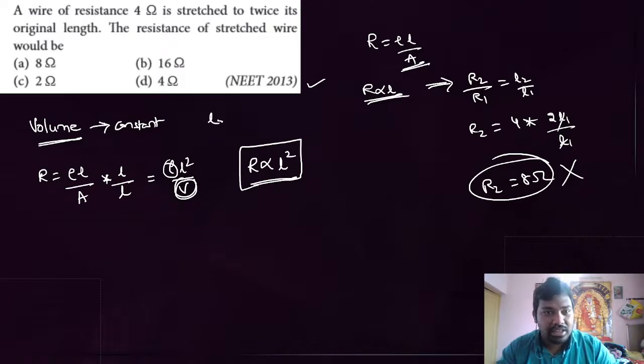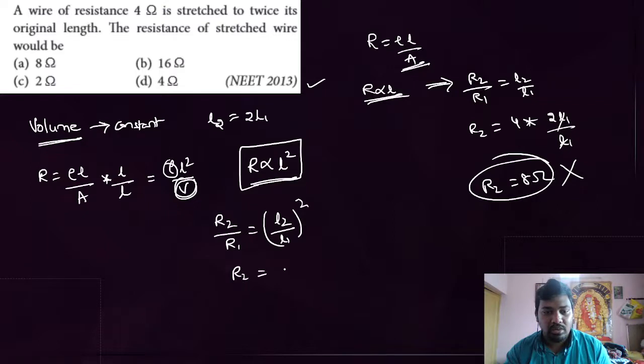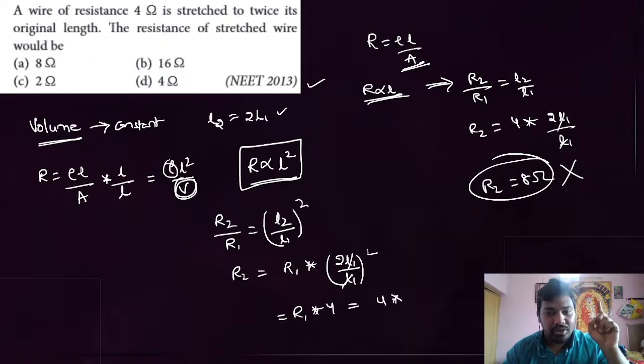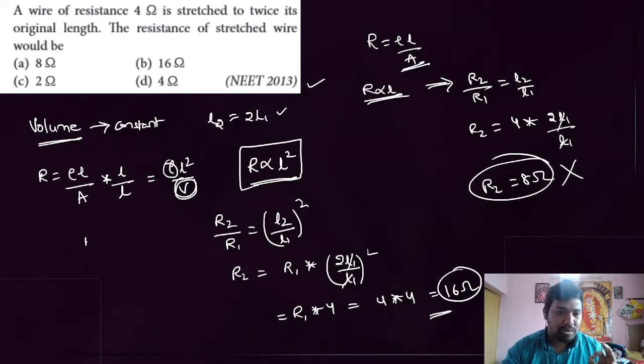Now we got the answer. What is the new length? It is double the original length. So R2 by R1 is equal to L2 by L1 whole square. R2 is equal to R1 into 2L1 divided by L1 whole square. Because L2 is twice of L1, L1 will get cancelled. So R1 into 2 square, which is 4. What is R1 initially? 4 into 4, 16 ohm is the right answer. Option B is the obvious answer for this question.